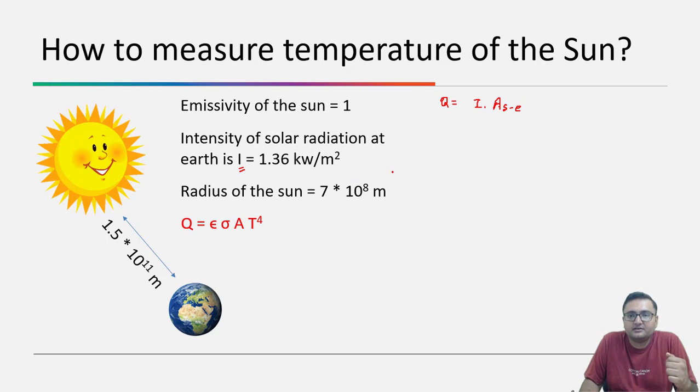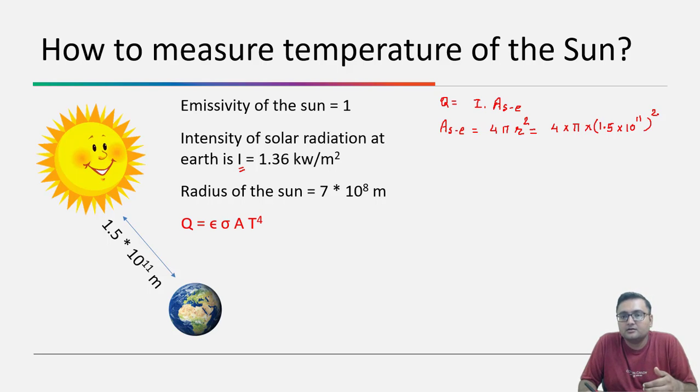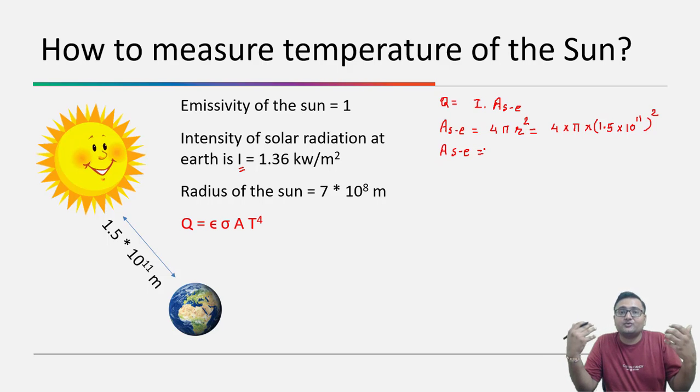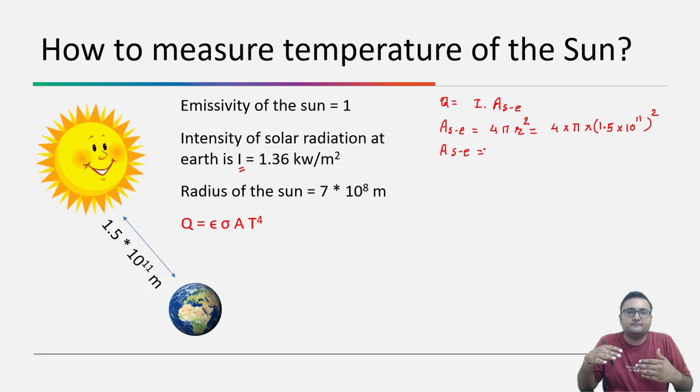So what is the area of the sphere? Area of the sphere is 4 pi r square, where r is 1.5 into 10 raised to 11. That is 4 into pi into (1.5 into 10 raised to 11) square. So this is the area A between the sun and the earth. What does it mean? Any body which is surrounded by the earth and which is at a distance of 1.5 into 10 raised to 11 meter in the spherical path, the sun will radiate the same amount of energy on it.